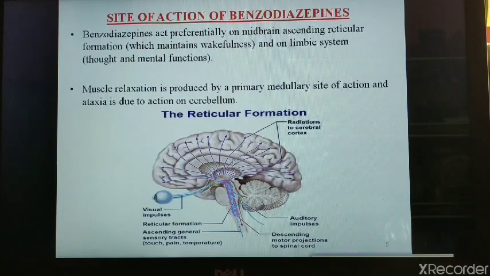Here we can see a structure of the brain, and this is indicating the reticular formation. Now here you can see the reticular formation being formed, and it moves on to these paths around the central nervous system.